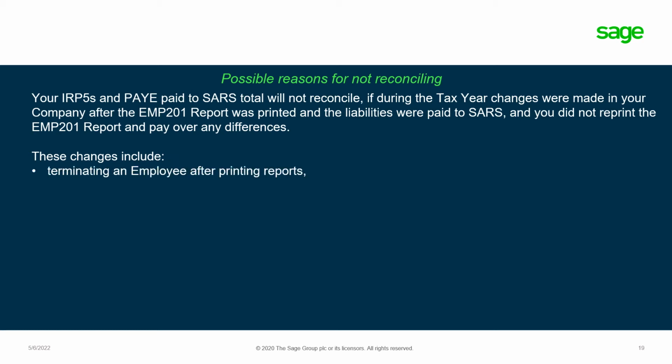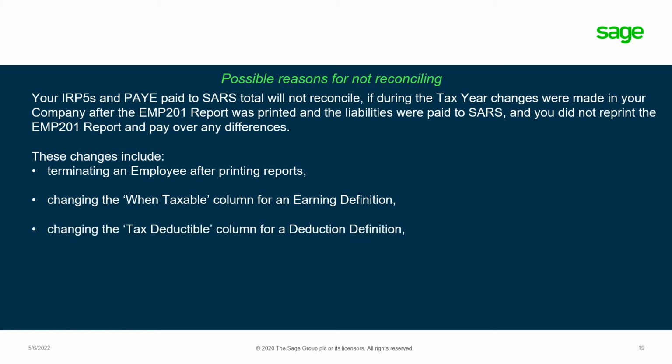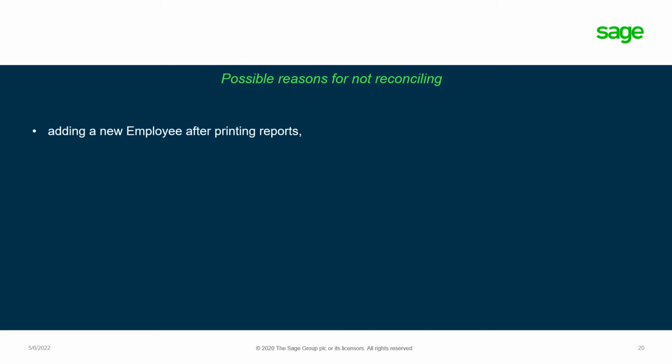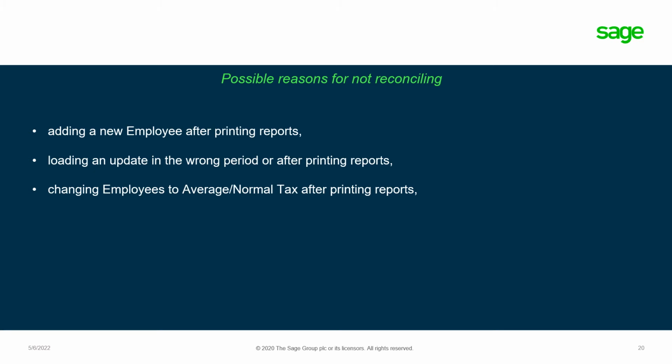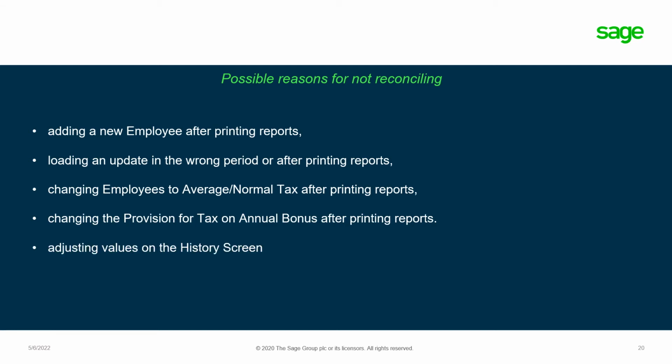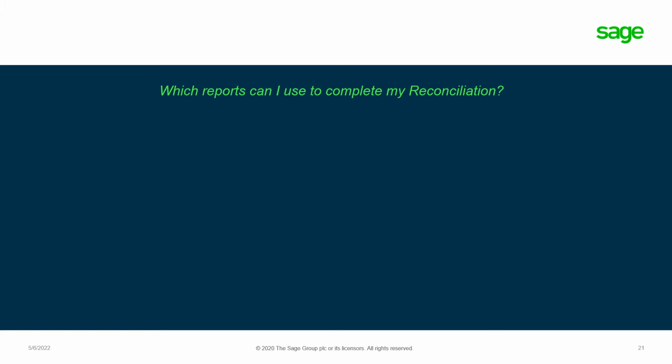These changes include terminating an employee after printing reports, changing the when taxable column on an earning definition, changing the tax deductibility column for a deduction definition, changing employee information such as an IRP5 start date or a tax status, adding a new employee after printing reports, loading an update in the wrong period or after printing reports, changing employees to average or normal tax after printing reports, changing the provision for tax on annual bonus, adjusting values on the history screen. Which reports can I use to complete my reconciliation?